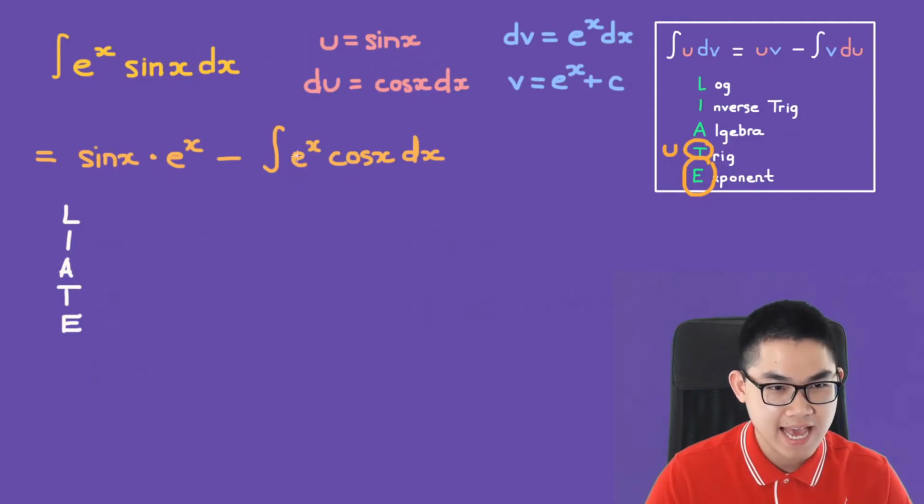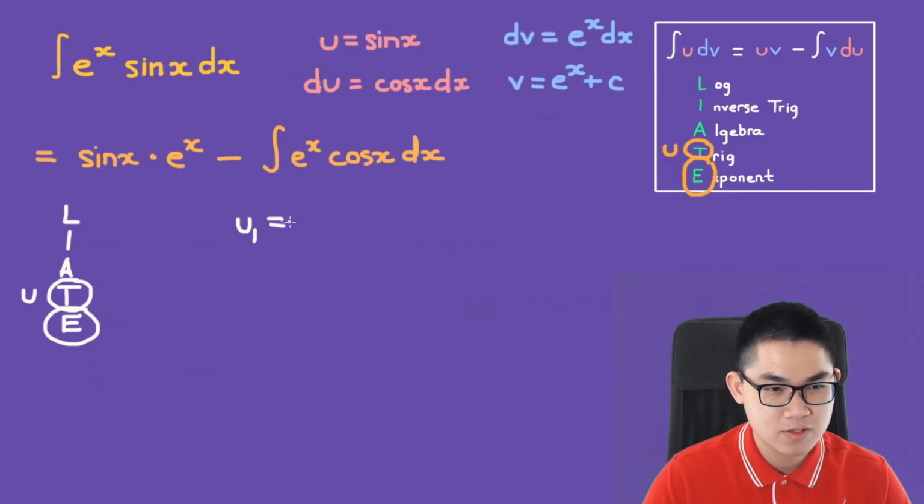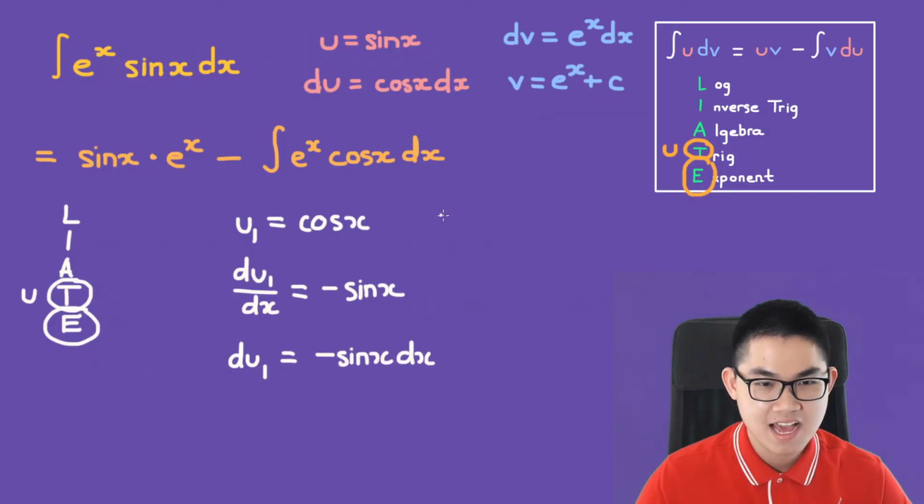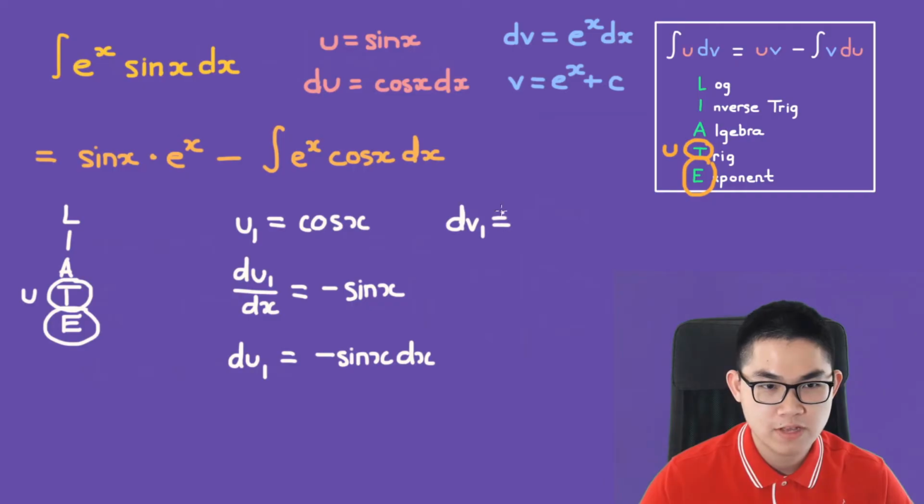we have an exponent, right? We have an exponent, and then we also have trigonometry. So the first circle at the very top is going to be the u. So let u1, let's say we have u1. u1 is equal to cosine of x. So du over dx, the derivative of cosine is negative sine of x. So du is equal to negative sine of x times dx. How about dv? Oh, dv will be e to the power of x dx.